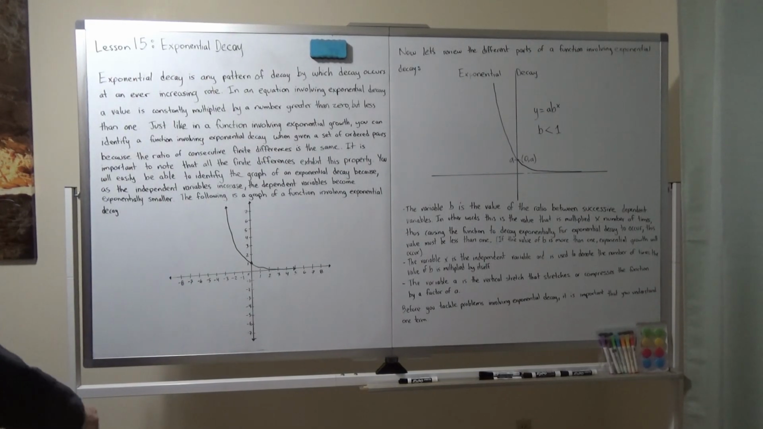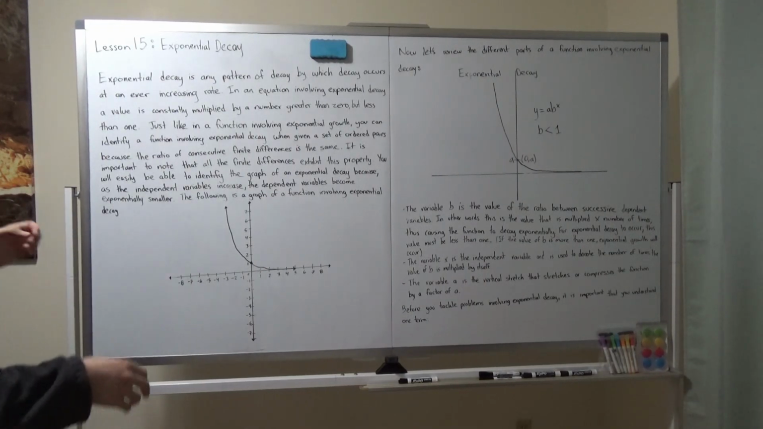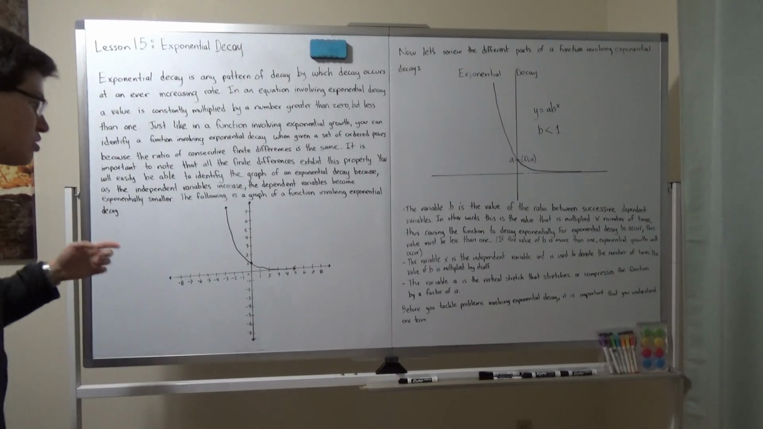You will be easily able to identify the graph of an exponential decay because as the independent variables increase, the dependent variables become exponentially smaller.